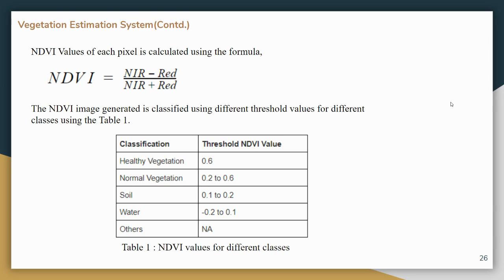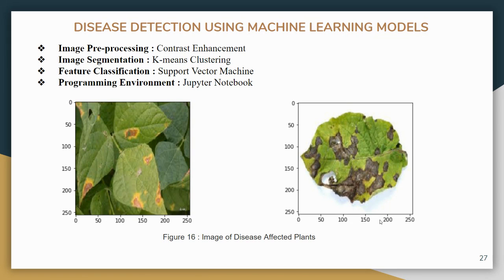From these two images, we calculate the NDVI values of each pixel from this given formula, and then depending upon the threshold values of these five classes, we calculate the percentage distribution of vegetation. Then comes the disease detection using machine learning models. For this, we first pre-process the image using contrast enhancement. Then we perform k-means clustering for image segmentation, and after selecting the region of interest, we calculate all the features which are then fed to the support vector machine.